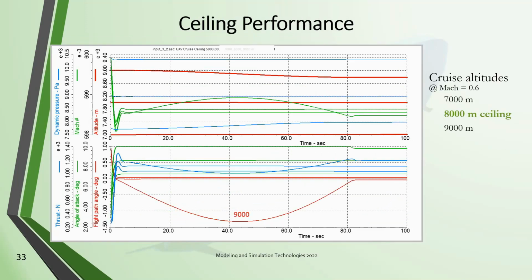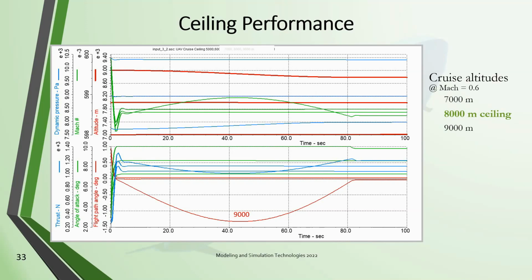And there's another performance that's important, answering the question, well, how high can this UAV fly? And we're going to look at three different altitudes at a cruise Mach number of 0.6. In the top frame, you see in red the altitude, 7,000, 8,000, and 9,000. And we're holding that altitude with a flight path angle gamma equals 0.